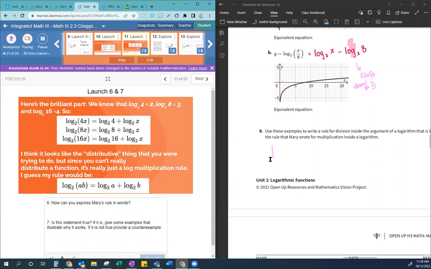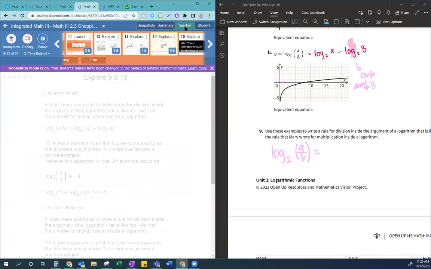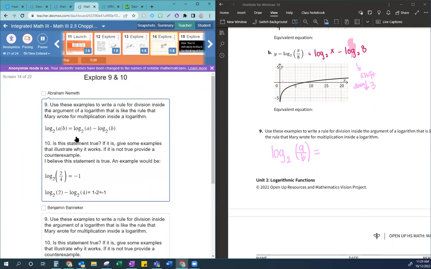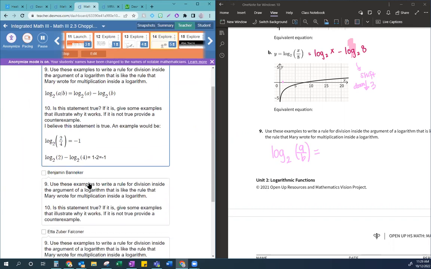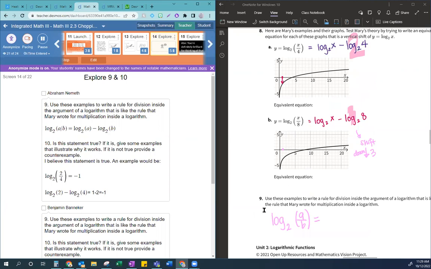If you had log base 2 of A over B, what would your rule look like? Kind of like this, but what would your rule look like now? That's what they're asking for here. Let me see if I got some good examples. Someone said, Ms. Johnson, I think it's A minus B. There's an example. Do you guys think this is right? Log base 2 of A minus log base 2 of B. Look at what you guys wrote up here. Does that make sense?